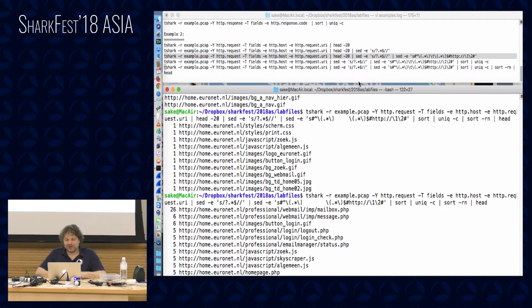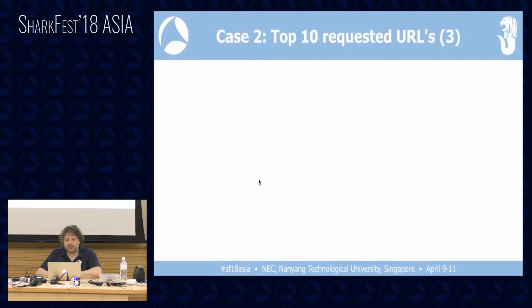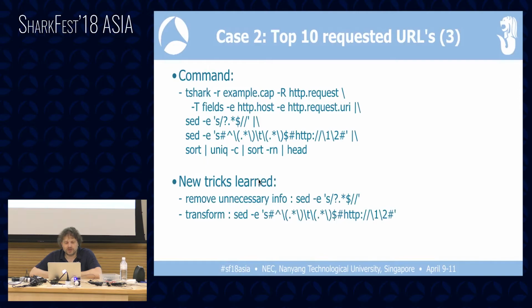Okay, so this is the result. I've got a top 10 of the most visited URLs in this trace file. So the total command was this, and what did we learn? We learned how to remove stuff with sed. We learned how to transform stuff with sed, and we learned how to make a top 10 list by using this combination of commands.